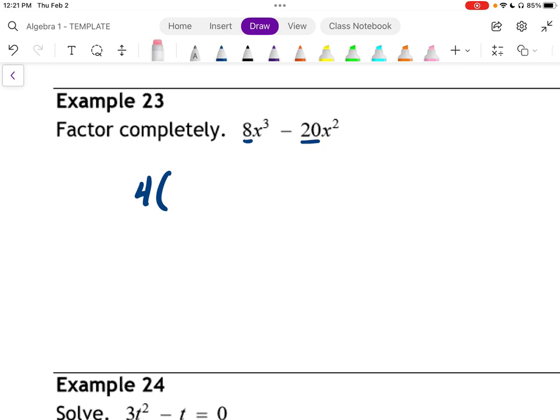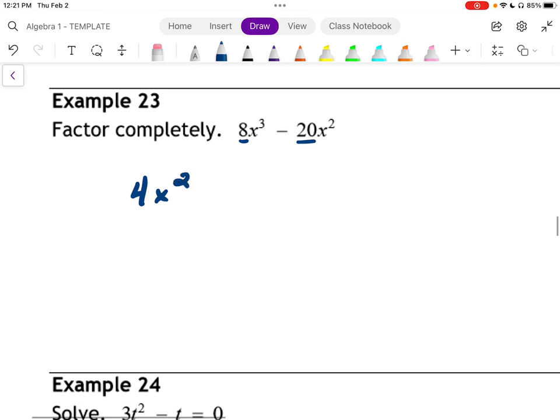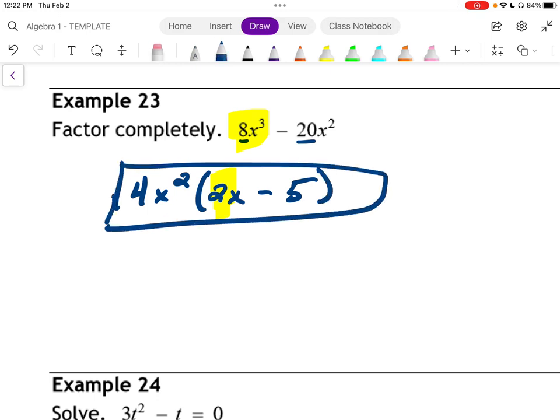So I'll pull out a 4 out of both. Oop, I don't want to just pull out a 4. X's, we could pull out an x squared, right? The first one has 3 of them. The second one has 2. All right, looking at this first piece here. 8 divided by 4 is 2. X cubed divided by x squared is going to be a plain old x. -20 divided by 4 is a -5. And then I removed both of those x's. And there we go. That is our answer.